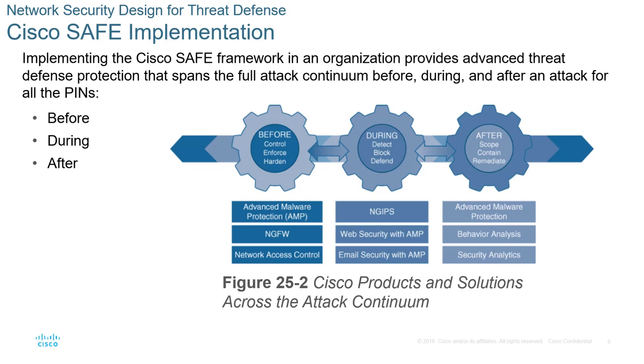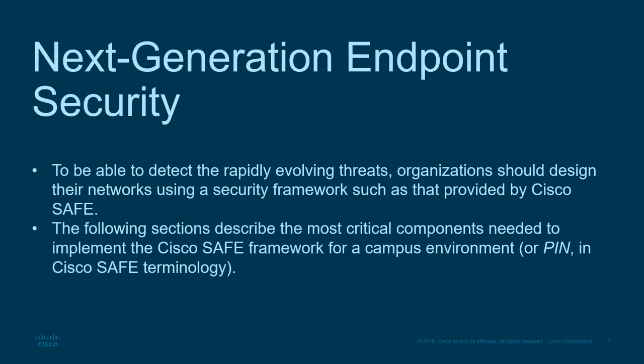So an interesting thing is you're going to keep seeing this whole NG. You'll see that you have NGIPS, NGFW. Cisco is very, very big with acronyms. NG is just next generation. And you're going to start seeing things like NGE, because the next chapter is about NGEs, next generation endpoint.